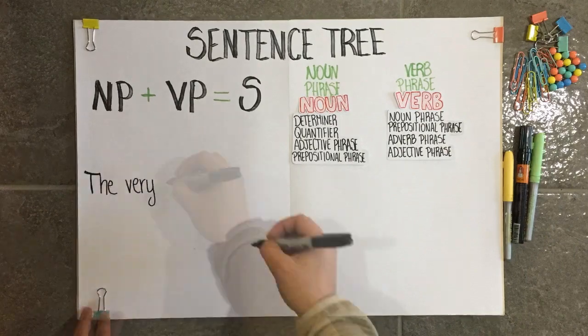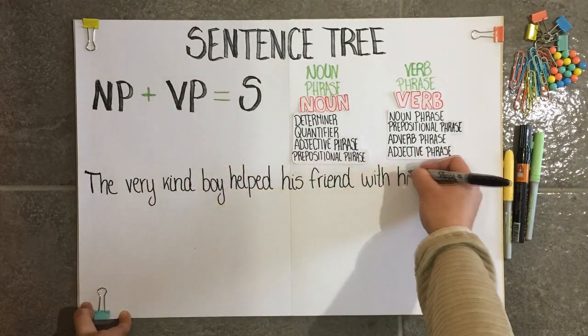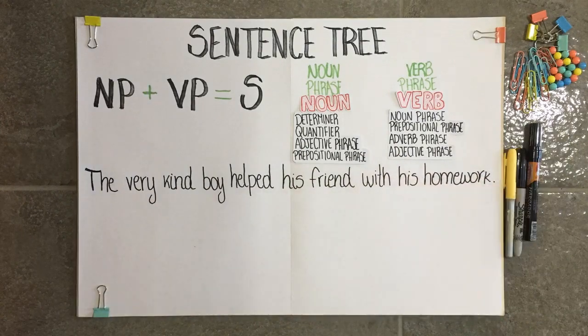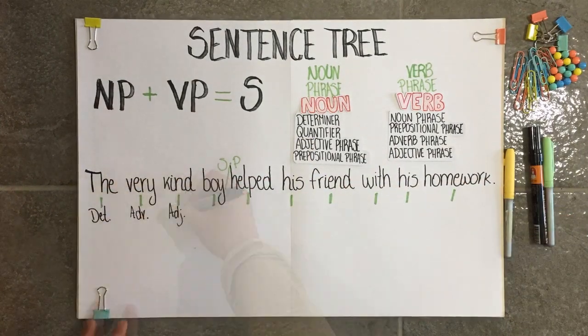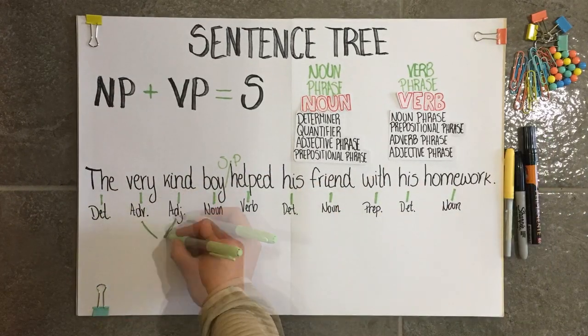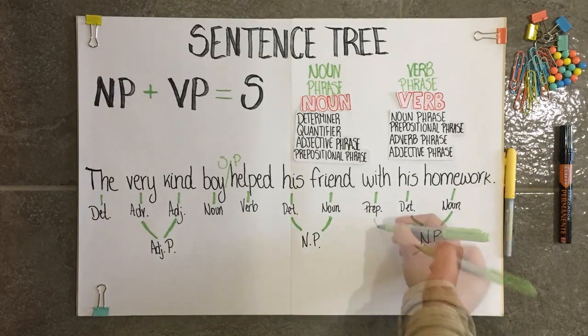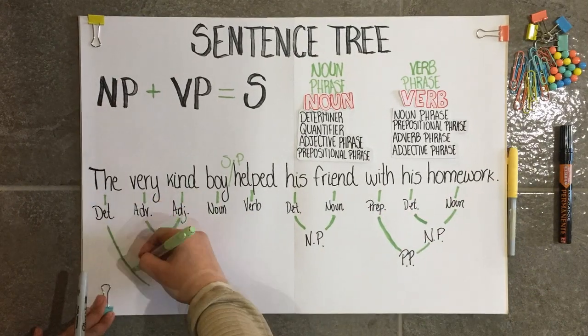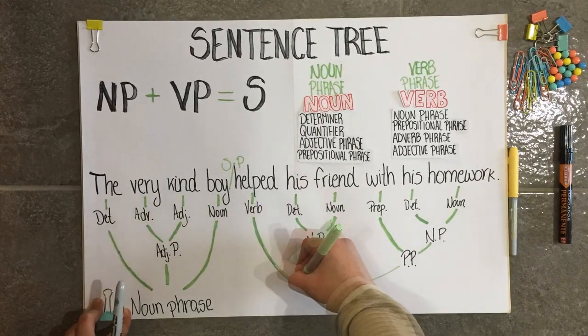Let's analyze the following sentence. The very kind boy helped his friend with his homework. The first thing we have to do is to identify the parts of speech of every word. Then we have to look for the phrases. In this case, we have an adjective phrase, a noun phrase, and a noun phrase combined with a preposition that creates a prepositional phrase. Finally, the determiner, the adjective phrase, and the noun become a noun phrase.